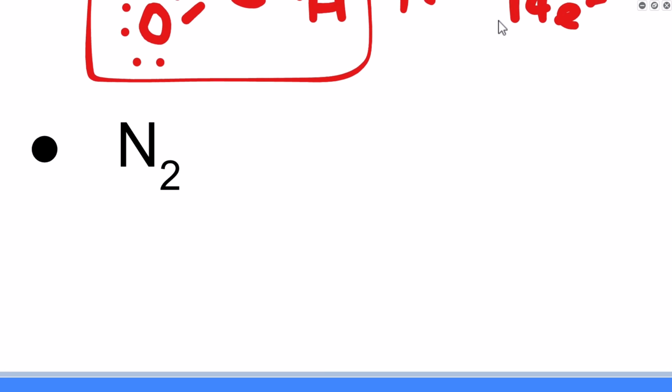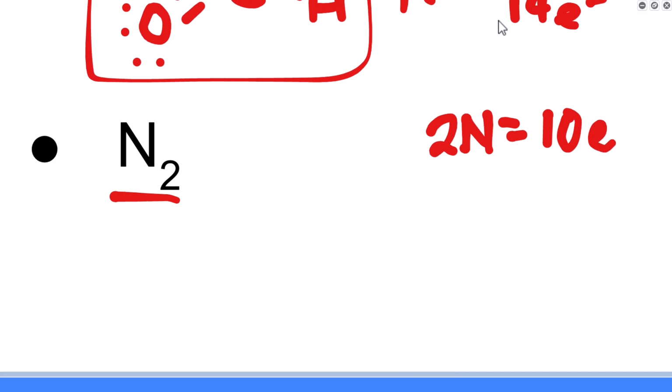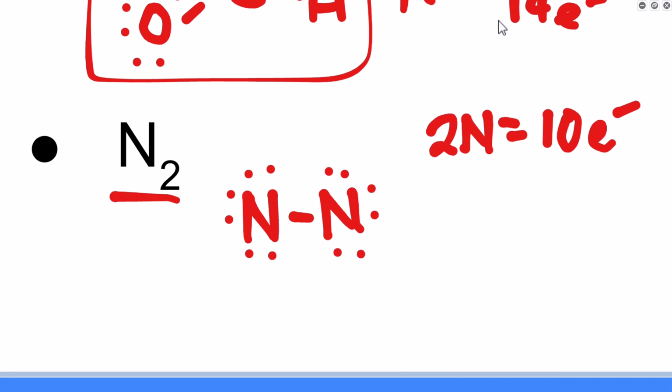Our last one here on this side is N2. So again, follow the same steps. This is a covalent compound, again, all nonmetals. So we have 2 nitrogens. That's a total of 10 electrons because each nitrogen has 5 valence electrons in its structure. It's just 2 atoms, so there really is no central atom. We just kind of bond it to itself. And again, add lone pairs to satisfy the octet rule. Each nitrogen is currently sharing a pair of electrons, so that's 2. Each nitrogen wants to have 8, so we just add 6 dots.